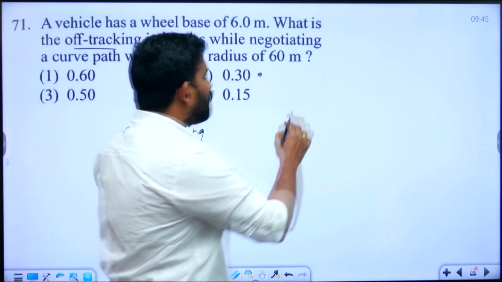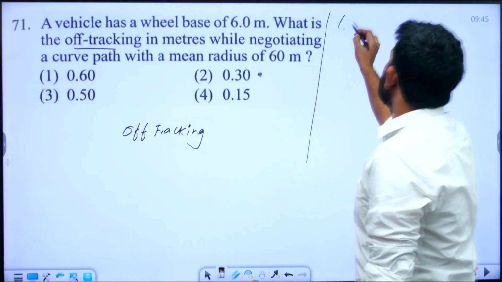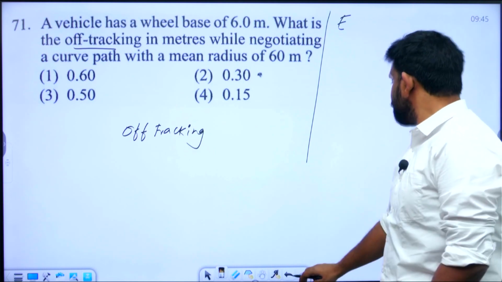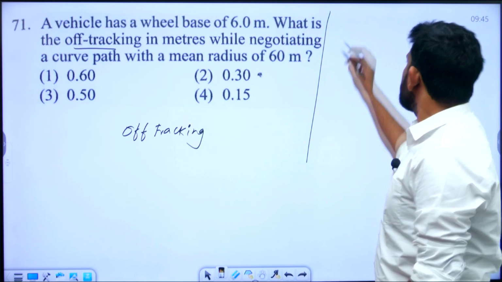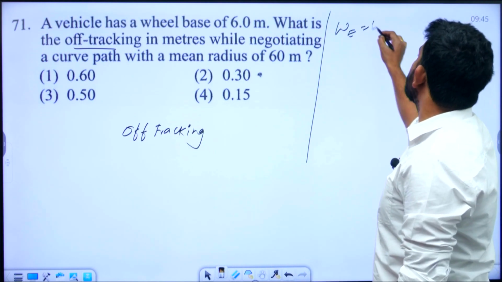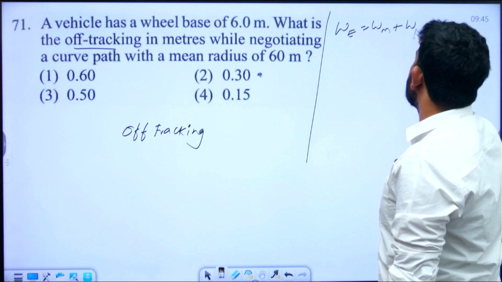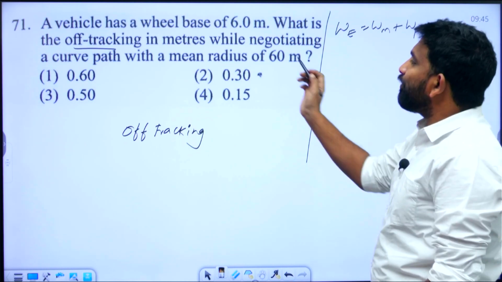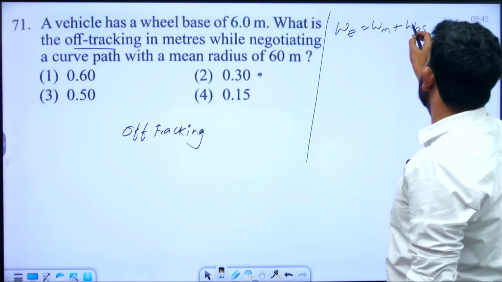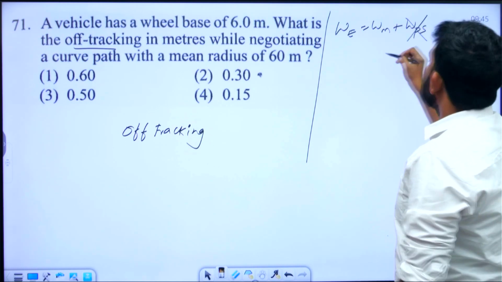Generally we know that the extra widening is equal to mechanical widening plus psychological widening. But when we talk about off tracking, we are not concerned with this, which means we won't find out the psychological widening.